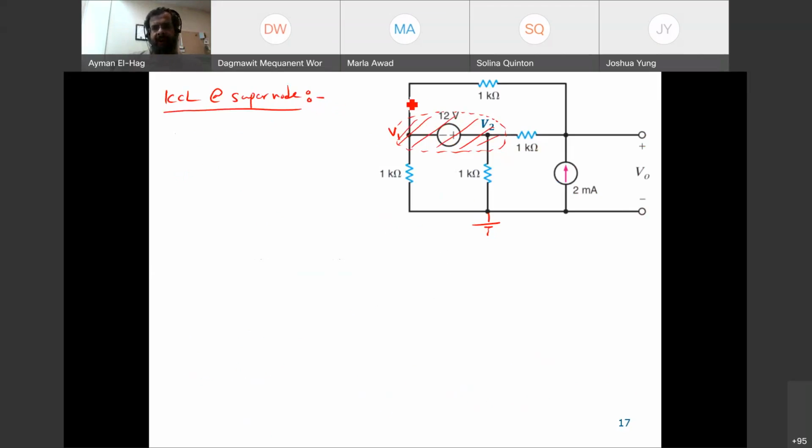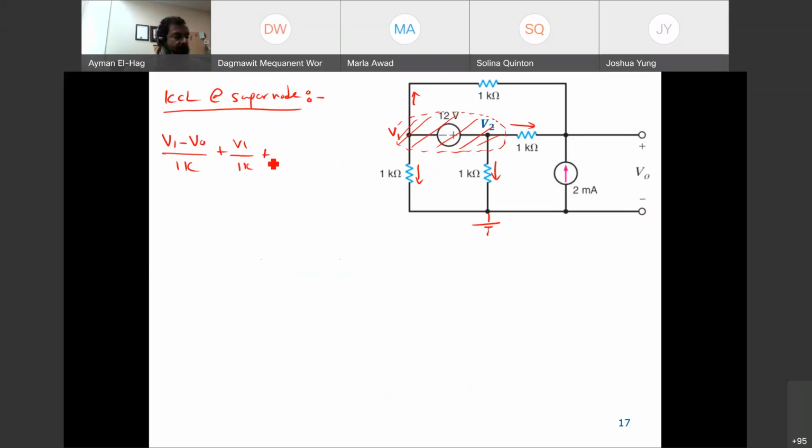So assume the currents are leaving. This current is leaving. This current is leaving. This current is leaving. And this current is leaving. Okay. So we have (V1 minus V0) divided by 1K, which is the current that goes on the top here. Then the current that goes at the bottom is plus V1 divided by 1K. So we are done with V1. V1 has this branch, and we ignore the middle.